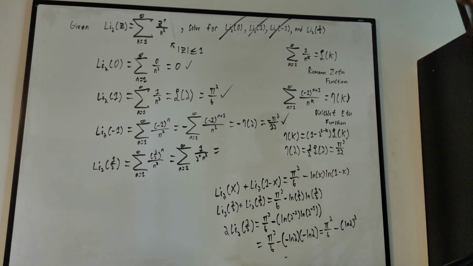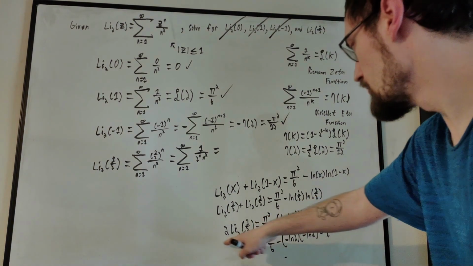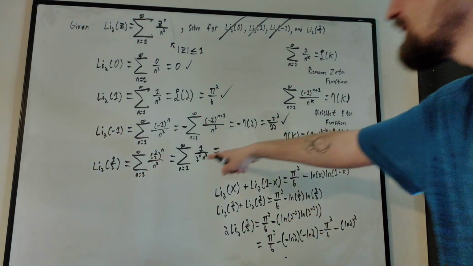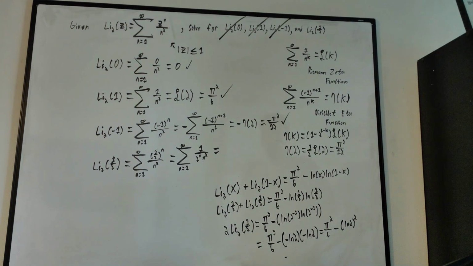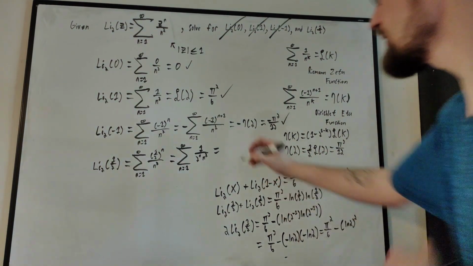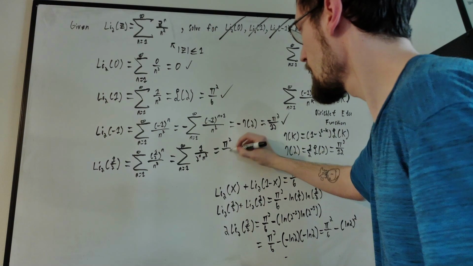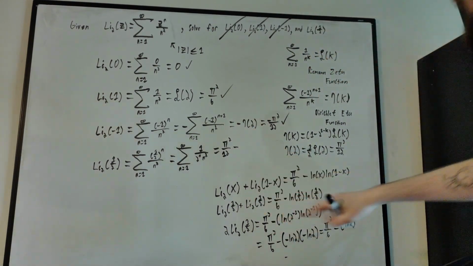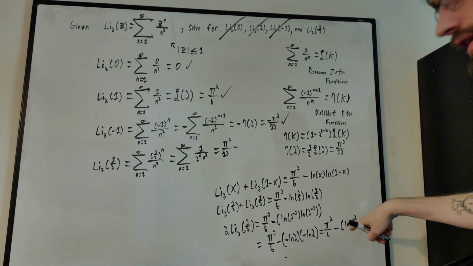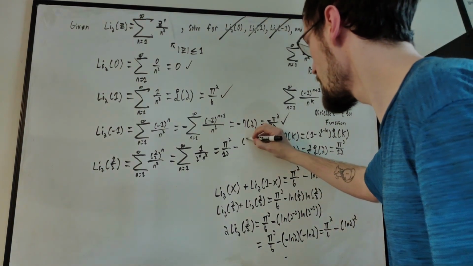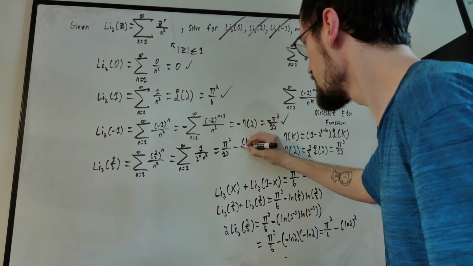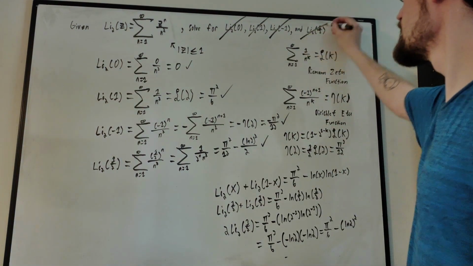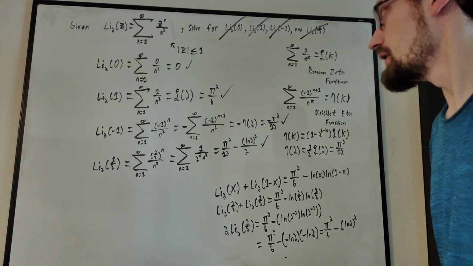Now that's pretty nice. So we now just divide by 2 across the entire equation here to find the solution for this. So 1/2 times pi squared over 6 is just equal to pi squared over 12. Then we have a minus sign, and then we have the squared natural log of 2 divided by 2. And that's our fourth solution, finalizing our exercise.